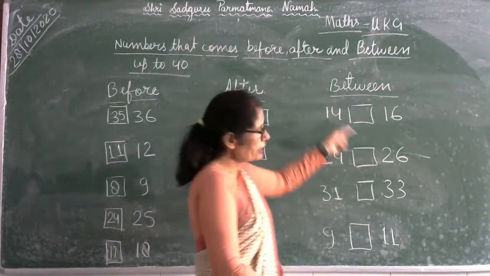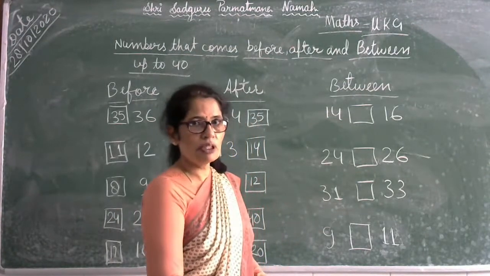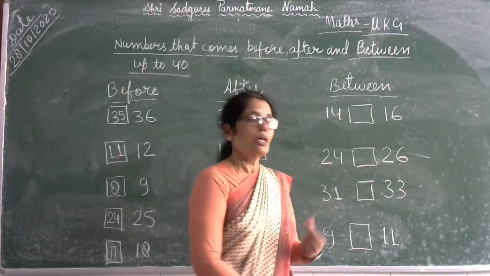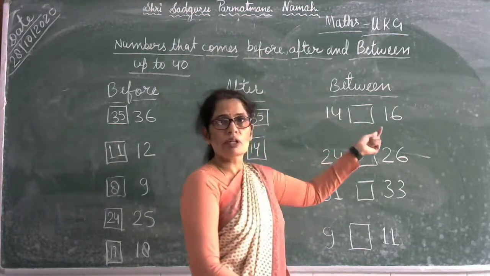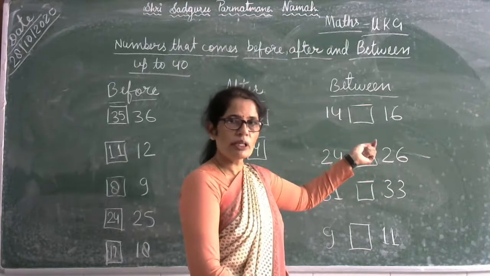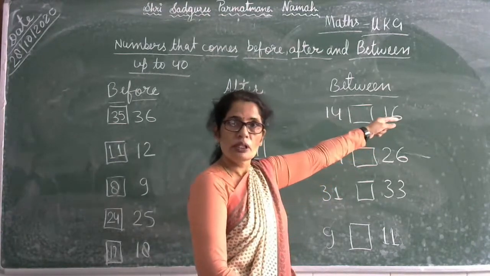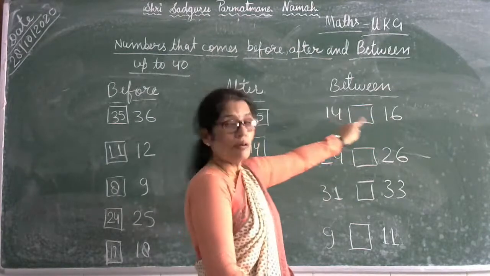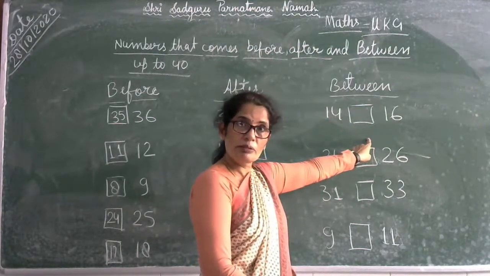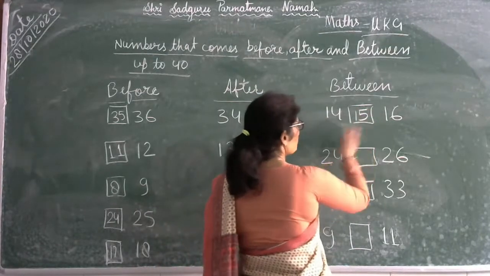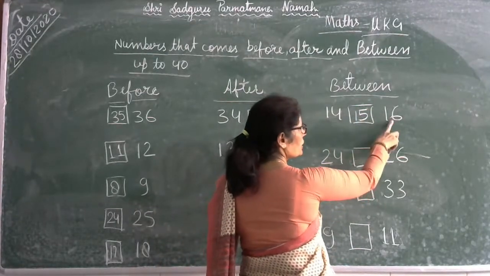Here you can see I made the boxes in between the numbers. So we have to write the number that comes in between. Here we have to read the counting forward. This time we have to read forward only. Means 14, 15, 16. What number is inside between? It is 15. So what number will come inside the box? It is 15. Means 14, 15, 16.